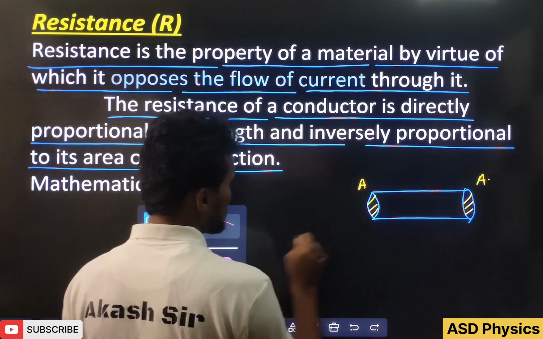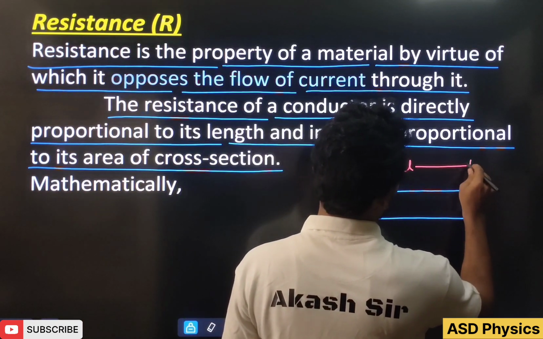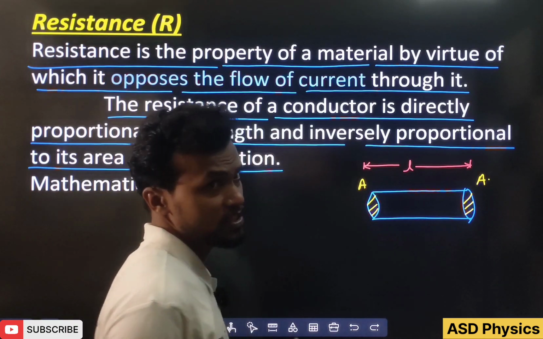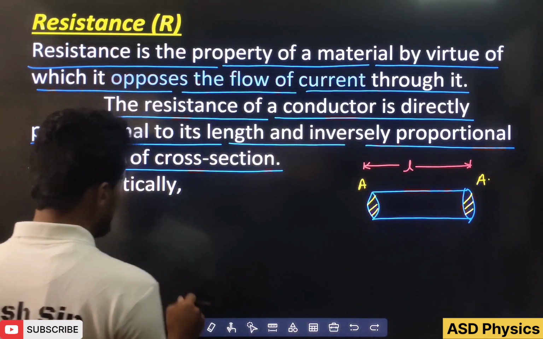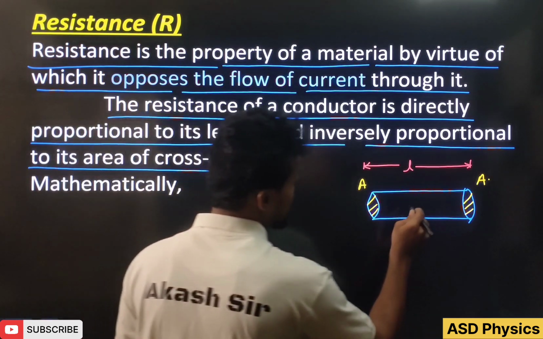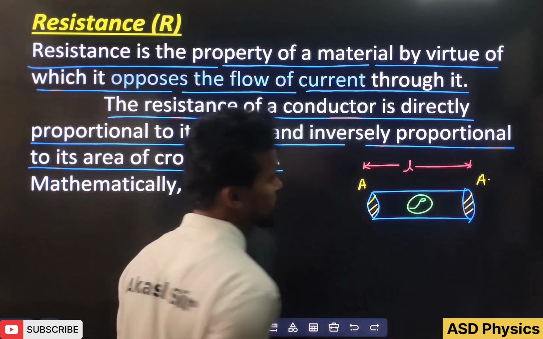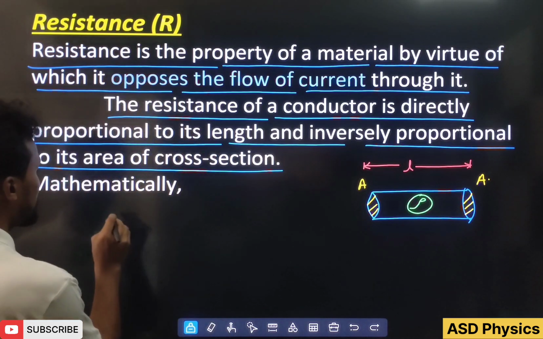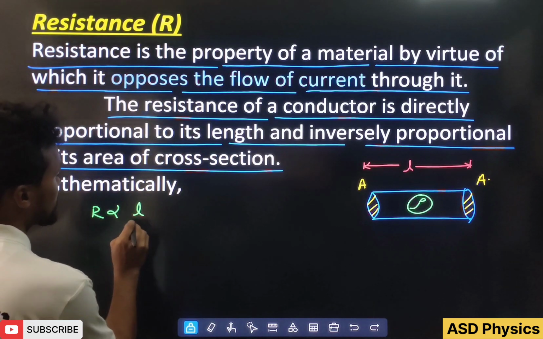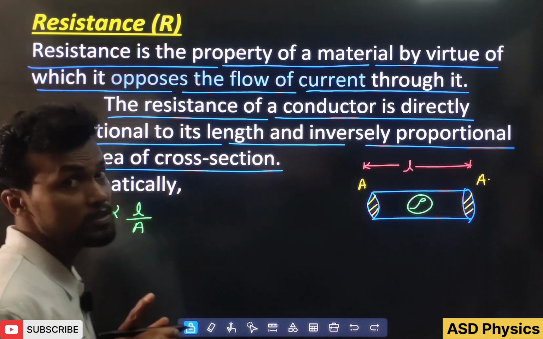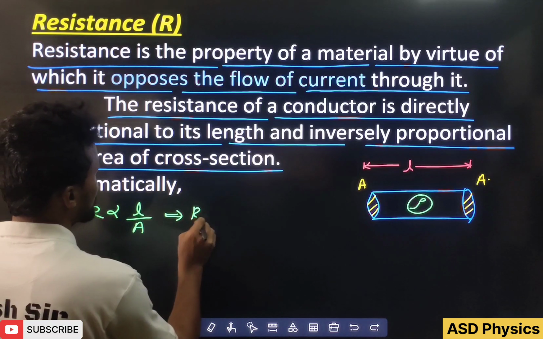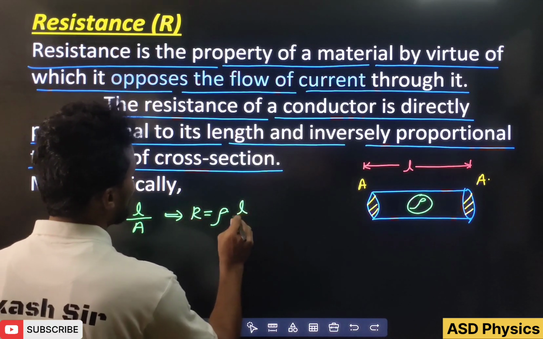Now, the length of this conductor is L and the area of cross section is A, and the resistivity, later we are going to see resistivity also, of this conductor is rho. So according to the statement, this R is directly proportional to the length of the conductor and inversely proportional to the area of cross section of the conductor. After that, when I remove the proportional sign, this will be rho L by A.